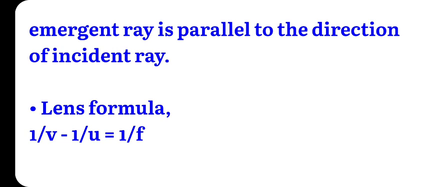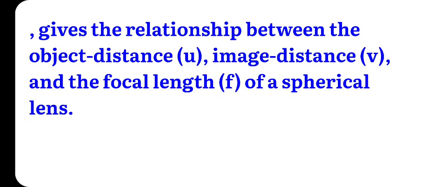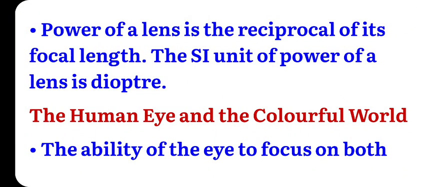Lens formula, 1/v − 1/u = 1/f, gives the relationship between the object distance u, image distance v and the focal length f of a spherical lens. Power of a lens is the reciprocal of its focal length. The SI unit of power of a lens is the diopter. The power of a lens is generally denoted by P and the SI unit, diopter, is denoted by capital D. So P = 1/f.